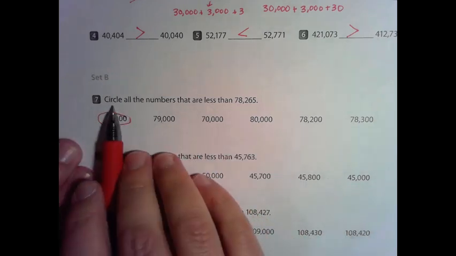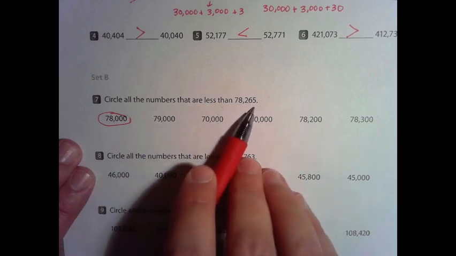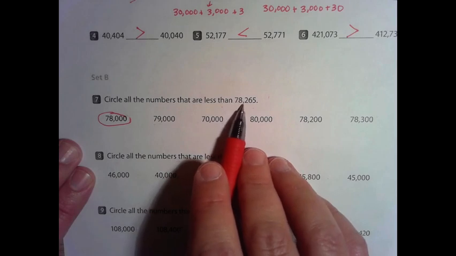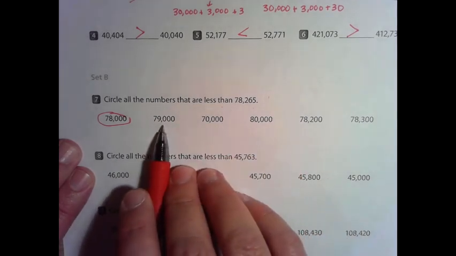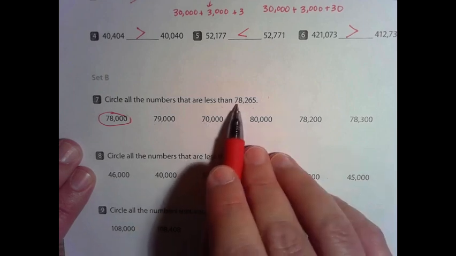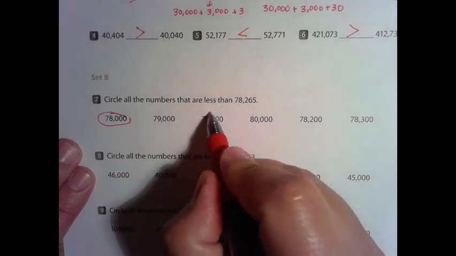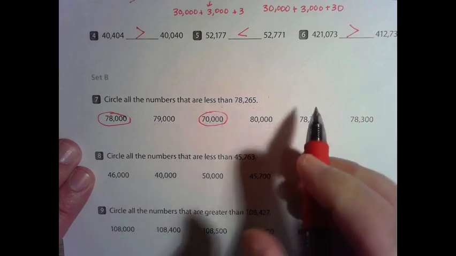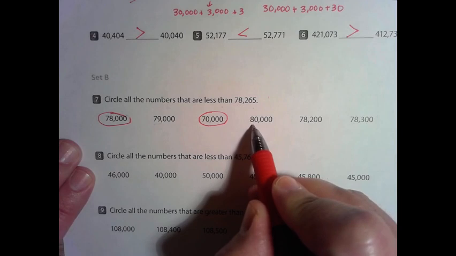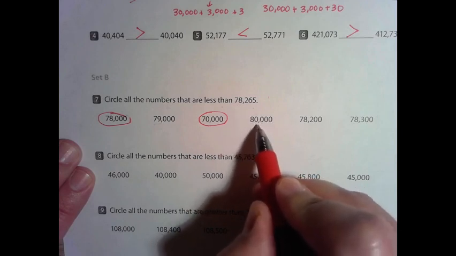So it's asking to circle all the numbers that are less than this one. We have 79,000 here, and 78,000 here. So this one's greater than, so we're going to leave it alone. 70,000 here, 78,000 there. So this one's less than. All right, we got 78,000 here. We have 80,000 here, so we're going to leave this one alone because it's greater than.